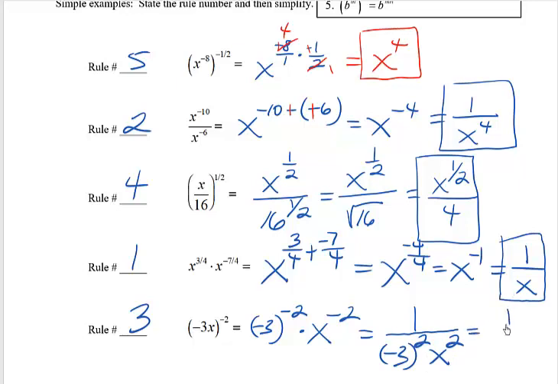The only other thing I can do is I can square that -3. -3 times -3 is +9. And that's it. The final answer would be 1 over 9x squared.